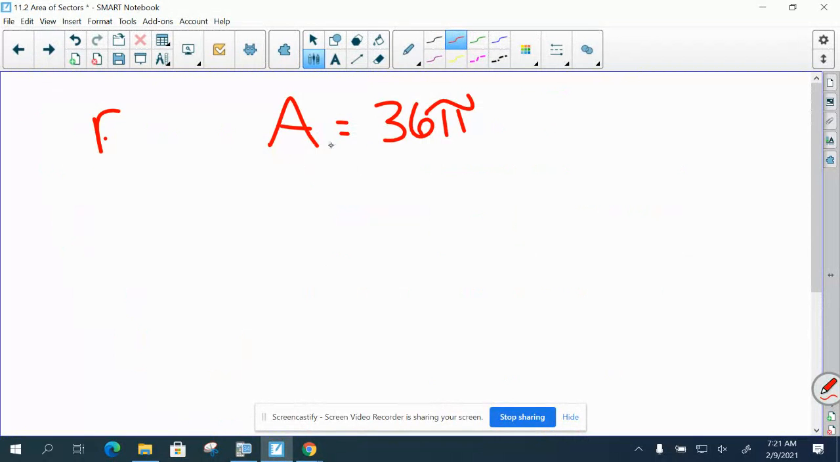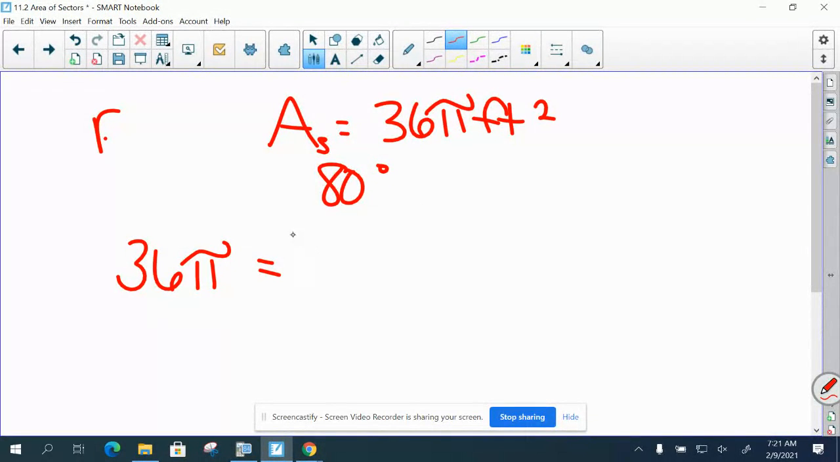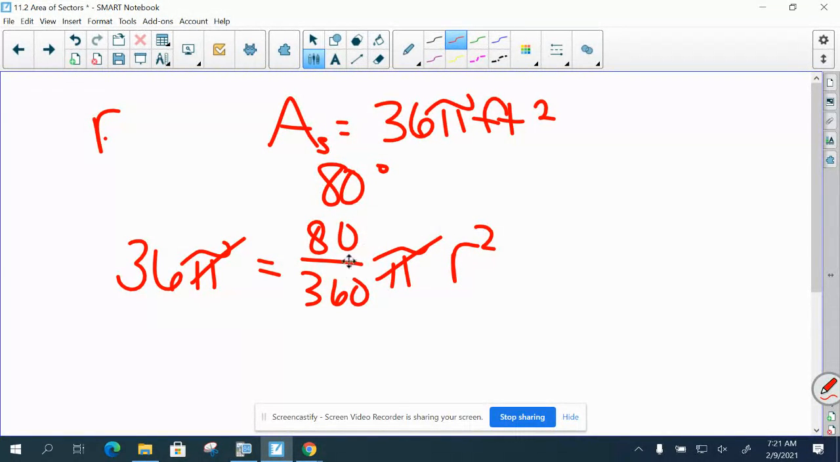So this is saying that the area of the sector, I'm going to say S for sector, is 36 pi feet squared. And then the measure of the arc is 80 degrees. And they're asking us to find the radius. Okay, so we'll do 36 pi equals 80 over 360 times pi r squared. Cancel out the pi's. 80 over 360.